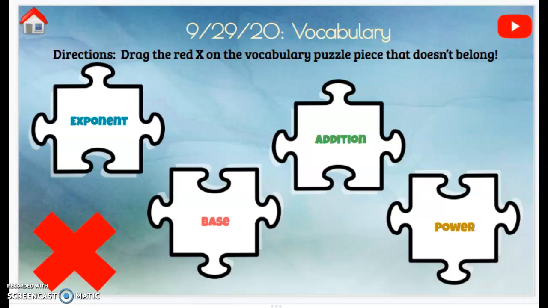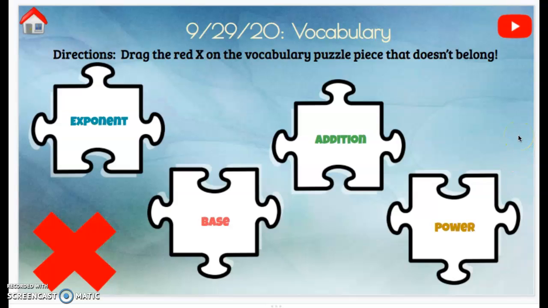September 29th, 2020 vocabulary. Directions. Drag the red X, so this red X on here, onto the vocabulary puzzle piece that does not belong. So we're going to take a look, and there are some terms in here. We have exponent, base, addition, and power.